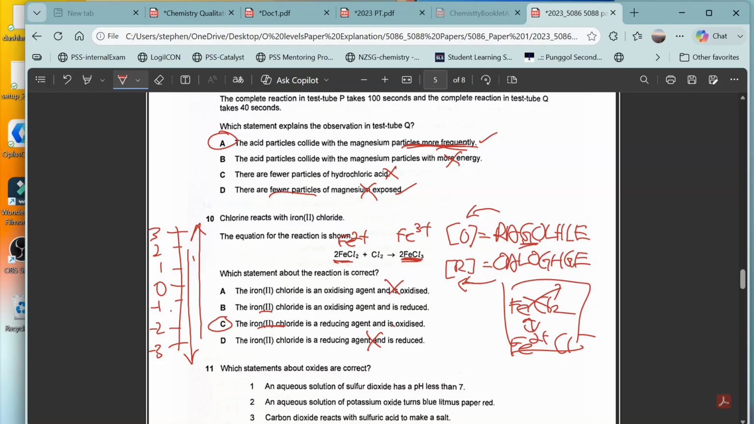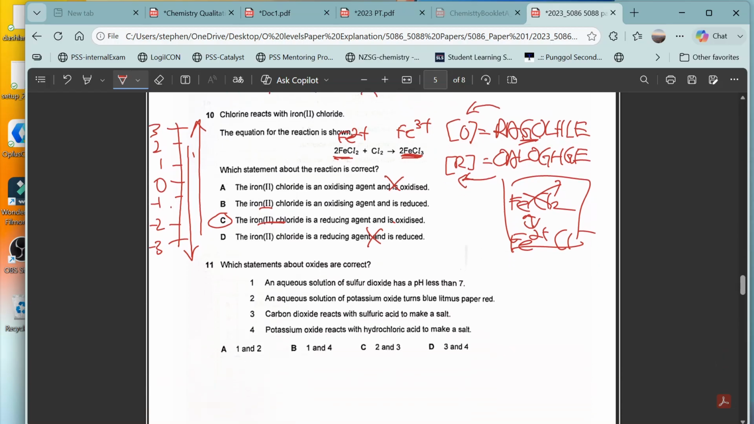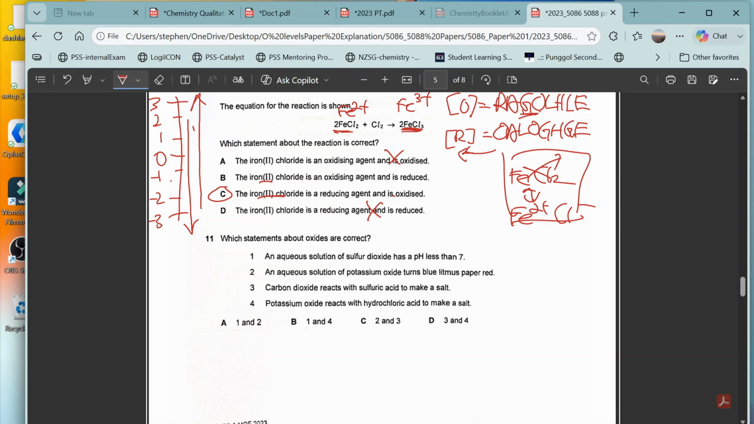Okay, if you need to take some time to understand, you still don't understand, you can look for your teachers, any teachers. Number 11, which statements about oxides are correct? Okay, this is acid, bases, and salt.